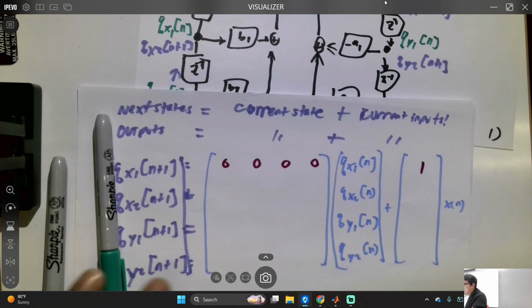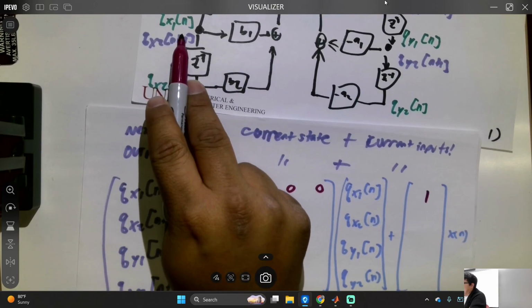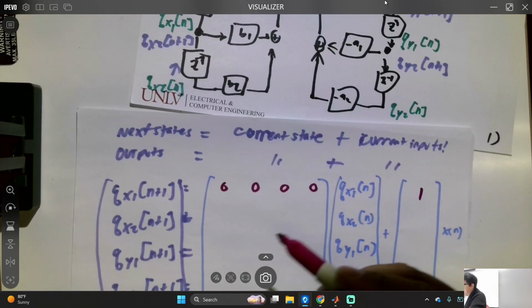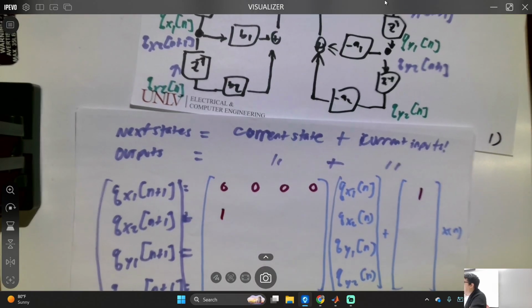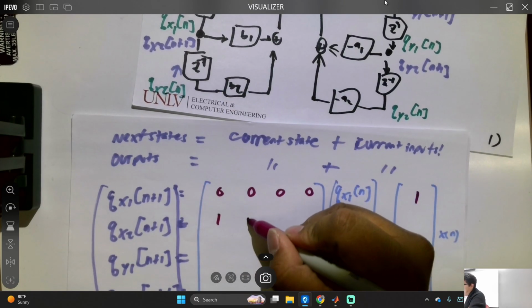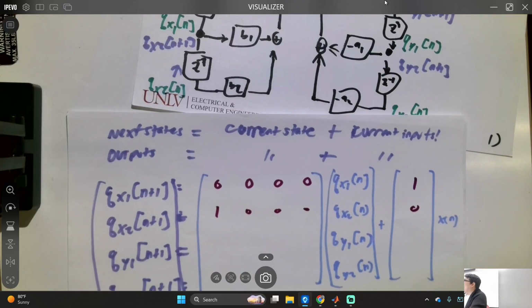Cool. We're almost there. What about this next state right here? What is this equal to? QX1, and here's QX1 right there. So let me just put one right there. And then is it equal to anything else? No. 0, 0, 0. No inputs, right? 0. Boom, done. See how easy this is?